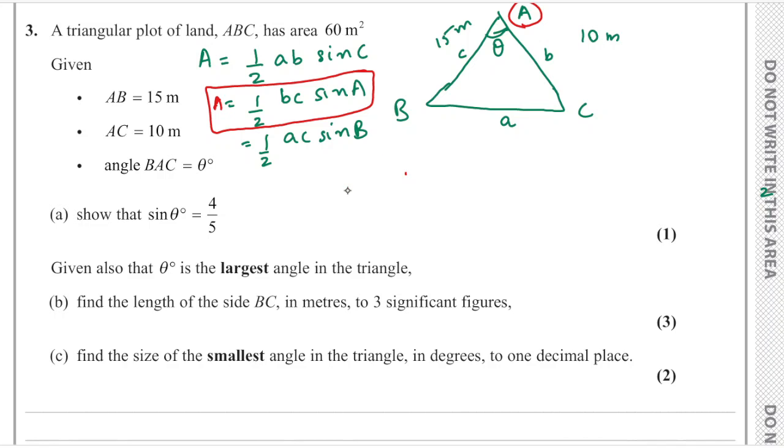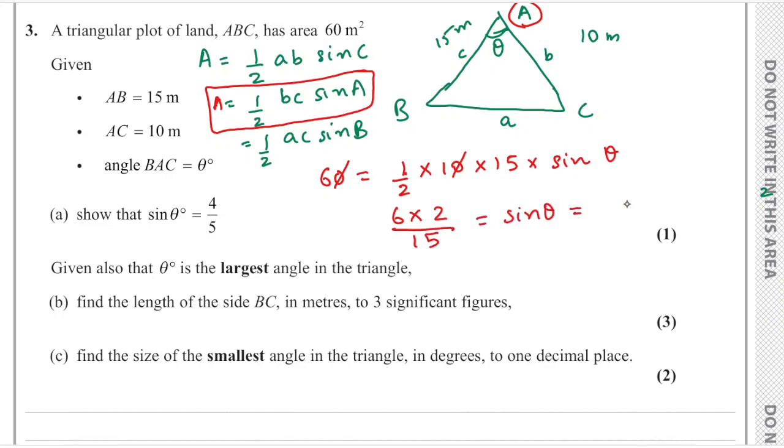Area is given as 60 meters square, so we can write 60 is equal to half multiplied by b multiplied by c multiplied by sine A, which is nothing but sine theta. So just rearrange the terms. You can cancel off the 10 over here and just bring the 2 to the other side and divide it by 15. You get sine theta, in the simplified form, this is going to be equal to 4 by 5. So this 1 mark is for that complete proof.